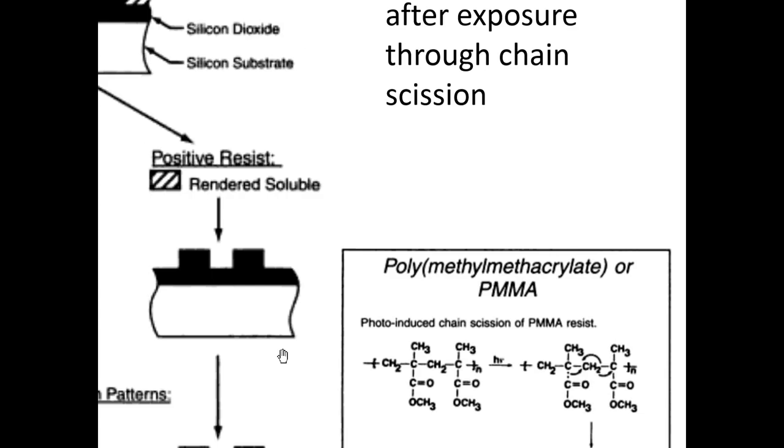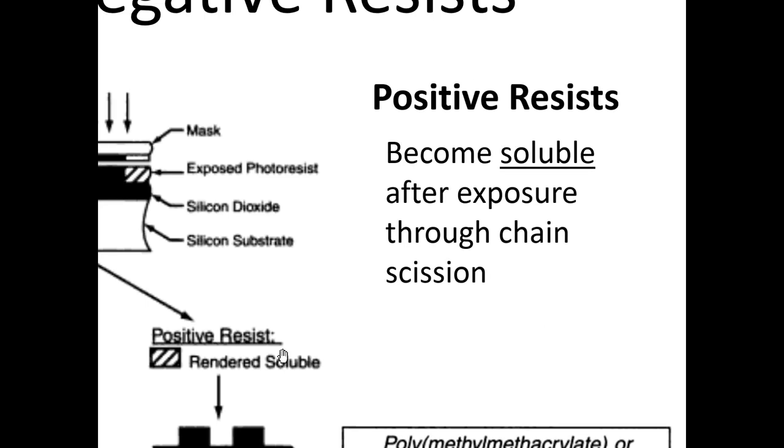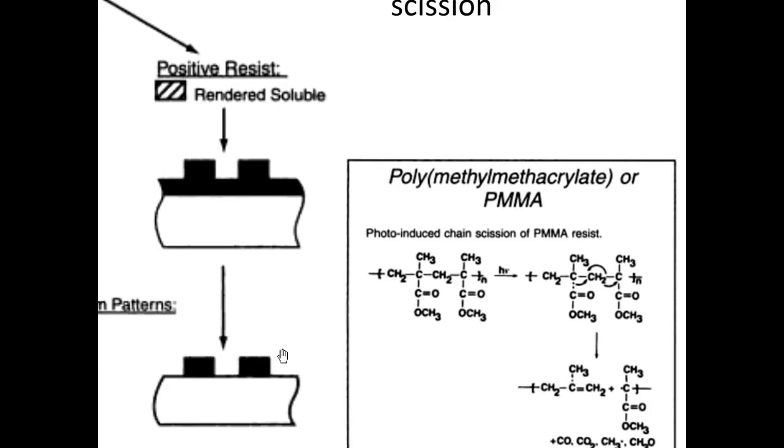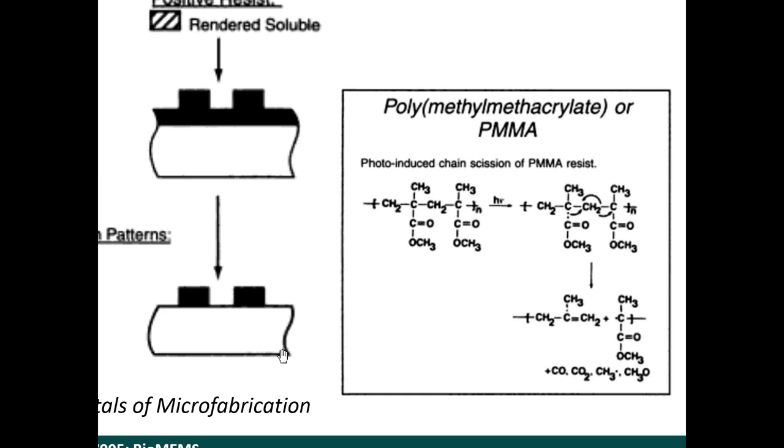Now, if we go to the positive resists, they become soluble after exposure, and one mechanism of this is something called chain scission. Polymethyl methacrylate is a material. It's an acrylic glass-like material, which is also transparent, and it has positive photoresist-like properties.